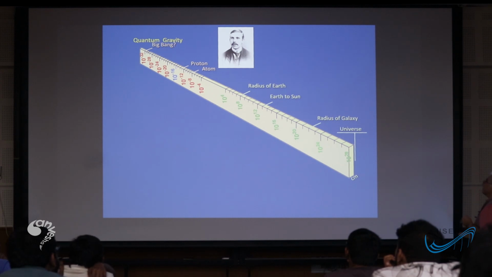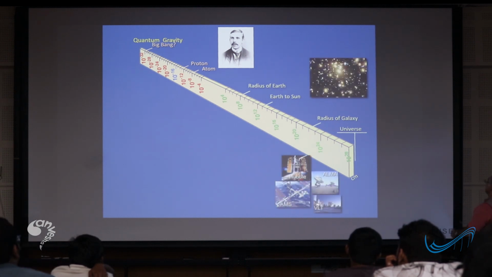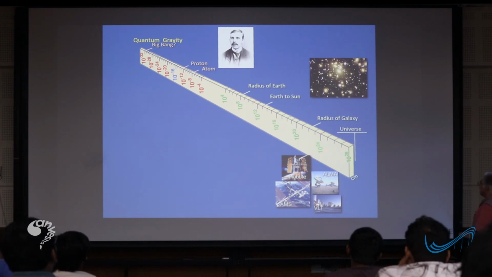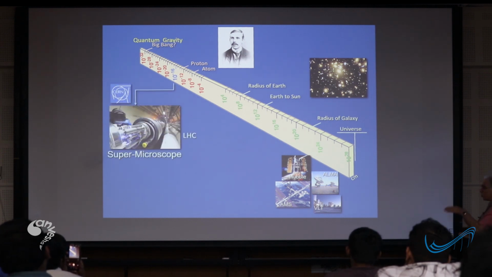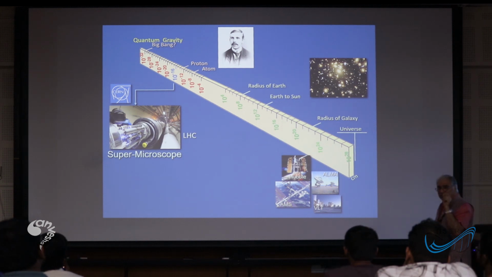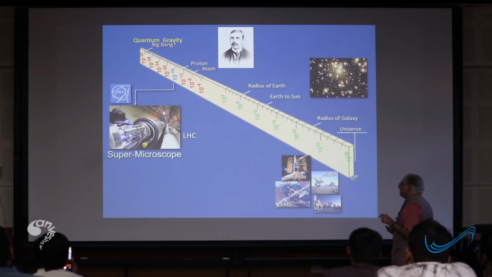This is Ernest Rutherford, who discovered the scale over here. And this is the Hubble Deep Field Telescope that looks into space and tells us about the physics and happenings in this region, and all of these astronomical objects, the telescopes and instruments. Then there is the microscope that looks at space-time at a very, very short distance. And this happens at the Large Hadron Collider in CERN.